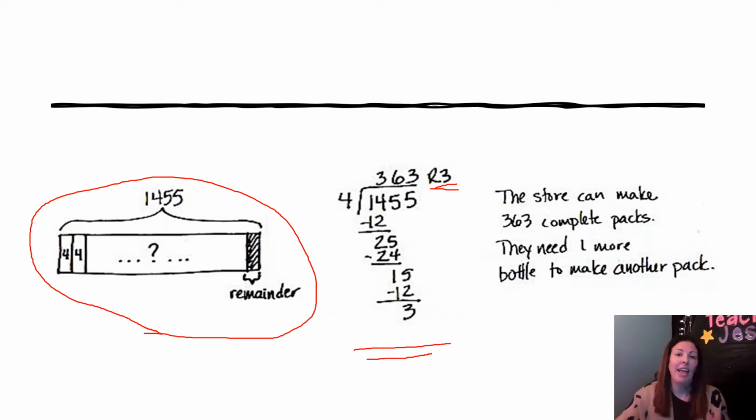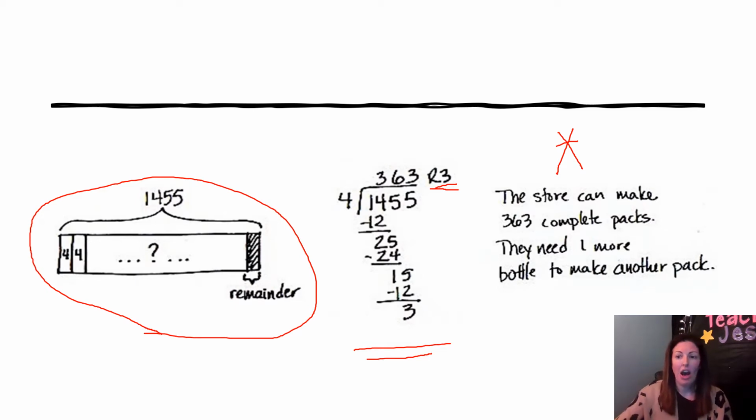And like I had said, I wanted you to also answer this in a complete sentence. So this is one way that you could have written your sentence. The store can make 363 complete packs. They need 1 more bottle to make another pack.